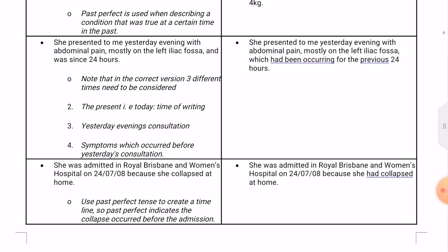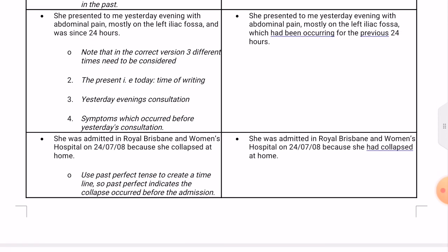Alright, let's see the incorrect one in another sentence. She presented to me yesterday evening with abdominal pain, mostly on the left iliac fossa, and was since 24 hours. So let's see the explanation. The explanation is that, note that in the correct version, three different times need to be considered: the present, for example, today, the time of writing; yesterday evening, the consultation; and symptoms which occurred before yesterday's consultation.